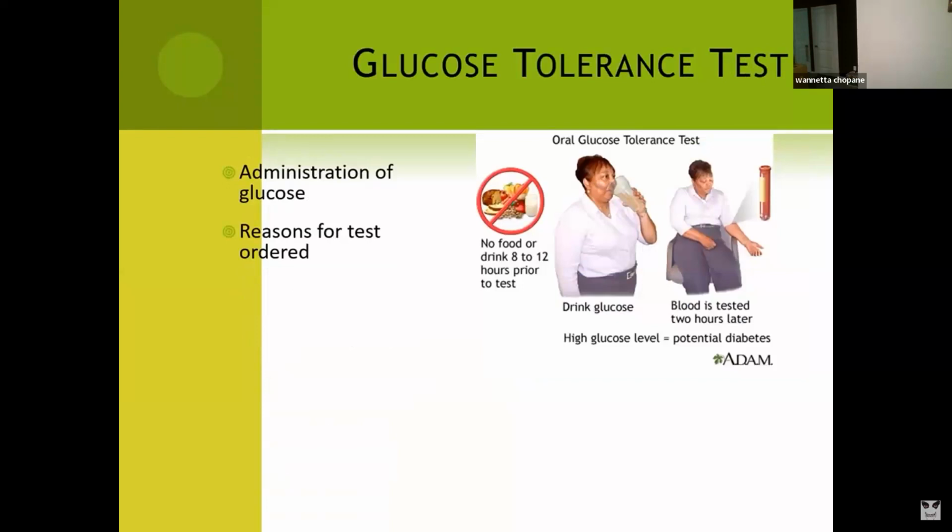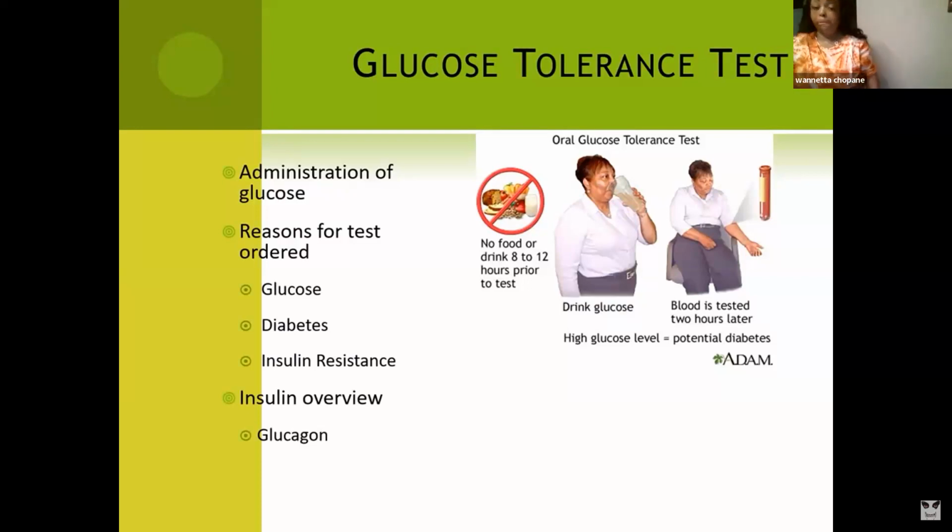Now let's talk about the glucose tolerance test, which we test for high or low sugar in the body. And the administration of glucose is to determine how quickly it is cleared from the blood. Now, some of the reasons for the test being ordered is, one, to check for glucose levels, checking for diabetes, insulin resistance, and a basic insulin overview of typically glucagon. Now, the test is usually used to test for diabetes and the things listed, and the glucose is most often given orally, so the common test is technically an oral glucose tolerance test, or an OGTT. And the test may be performed as part of a panel test, such as a comprehensive metabolic panel.